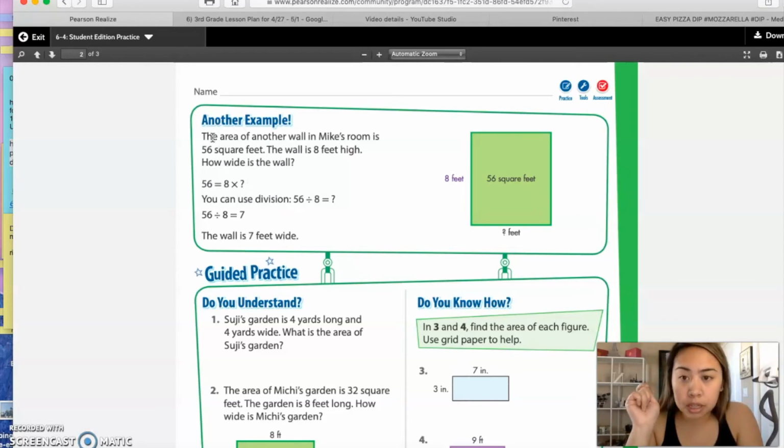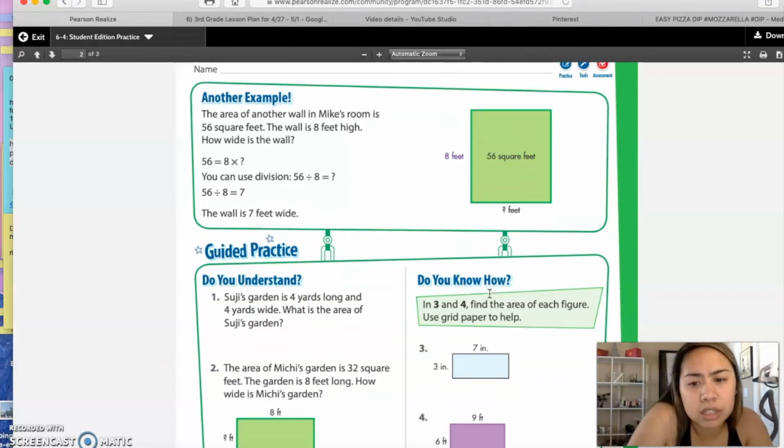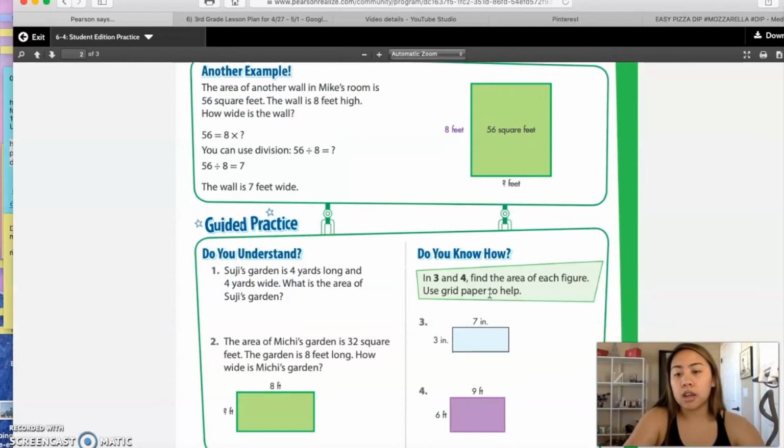So for example, the area of another wall in Mike's room is 56. In this problem, they already gave you the area. The wall is 8 feet high. How wide is the wall? So now you're just trying to find the missing number. So 56 equals 8 times what? You can use division to solve: 56 divided by 8 equals blank. 56 divided by 8 will give you 7. So the wall is 7 feet wide. So you know that 8 times 7 will give you the whole area of 56. They're just showing you how you could use division.